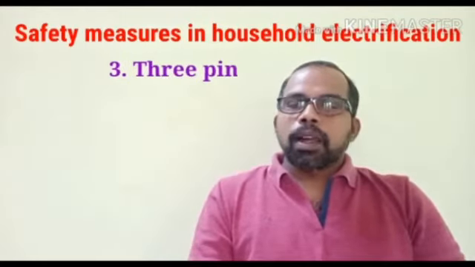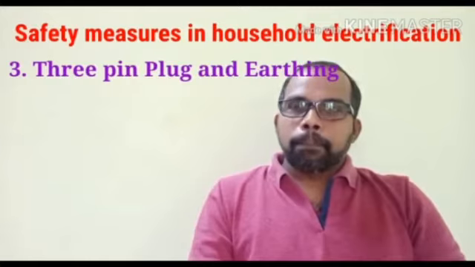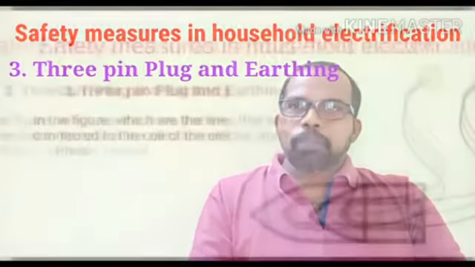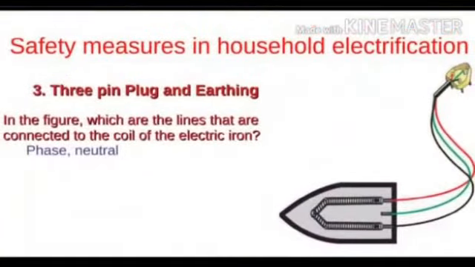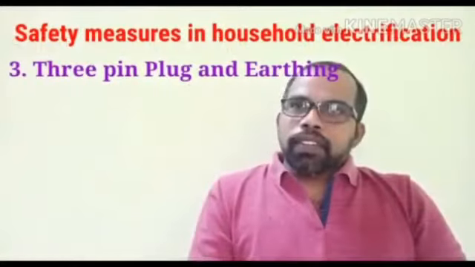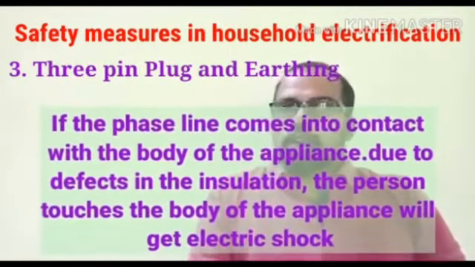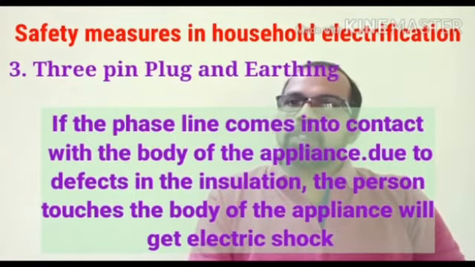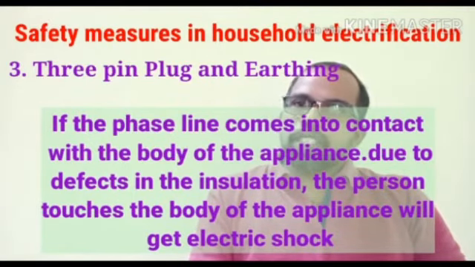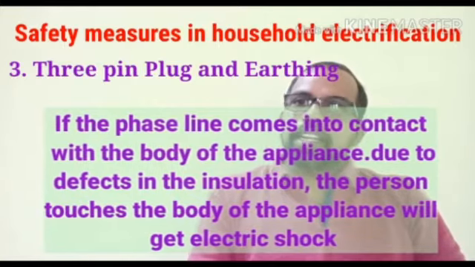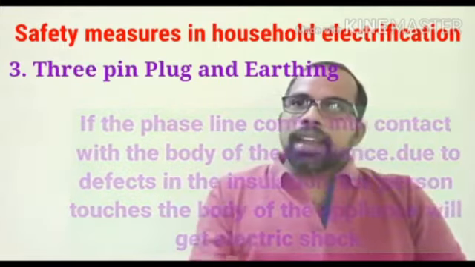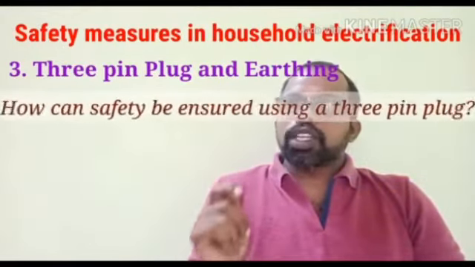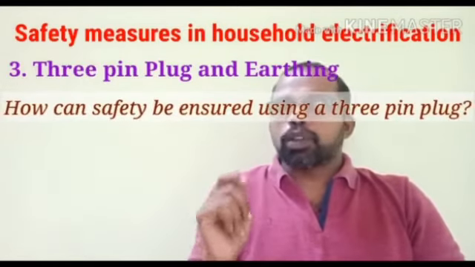The third one is 3-pin plug and earthing. In this figure, which are the lines that are connected to the coil of the electric iron? Phase and neutral. If the phase line comes into contact with the body of the appliance due to defects in the insulation, what happens to the person who touches the body of this appliance? The person will get an electric shock. So how can safety be ensured using a 3-pin plug? This is what we are going to see.